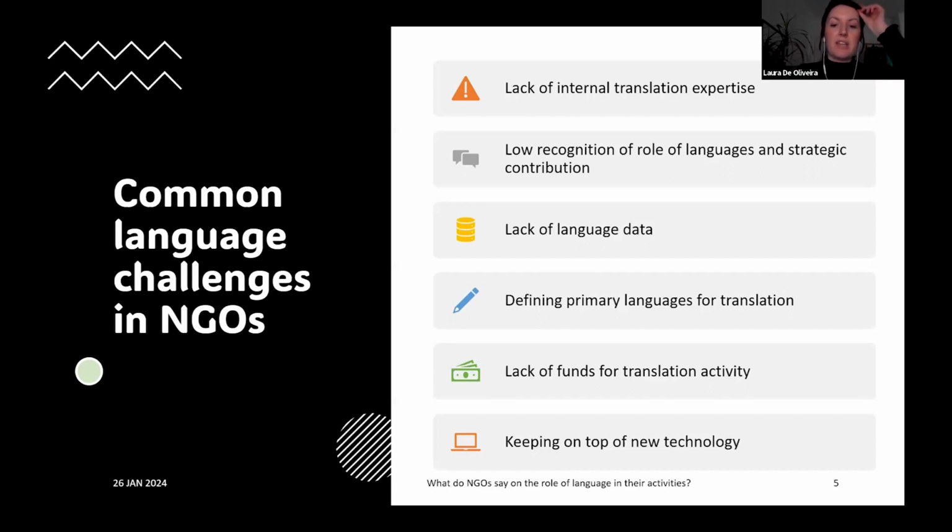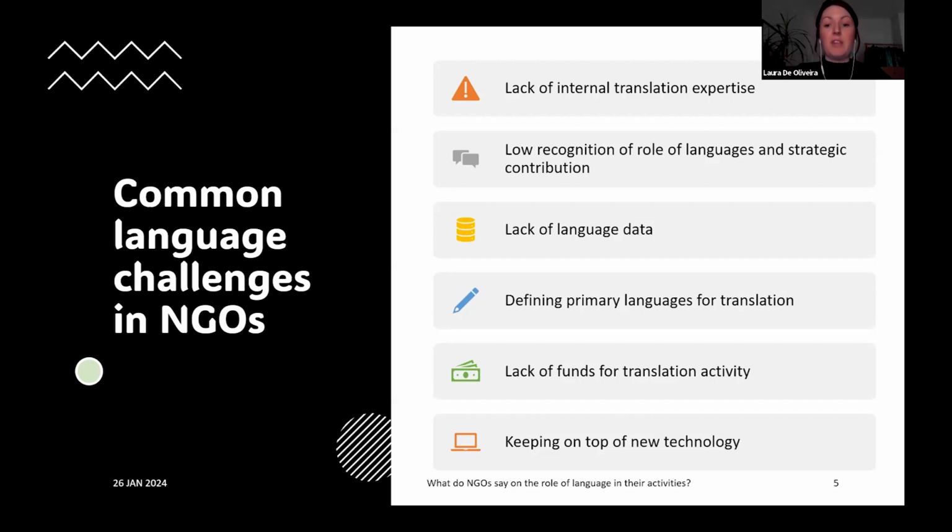Next, a lack of funds dedicated to translation activity is another common challenge. The extent of the funding gap could also be linked to a lack of clarity among NGO leaders and decision makers who may be unaware of the full extent to which a solid translation strategy could contribute to achieving their goals.